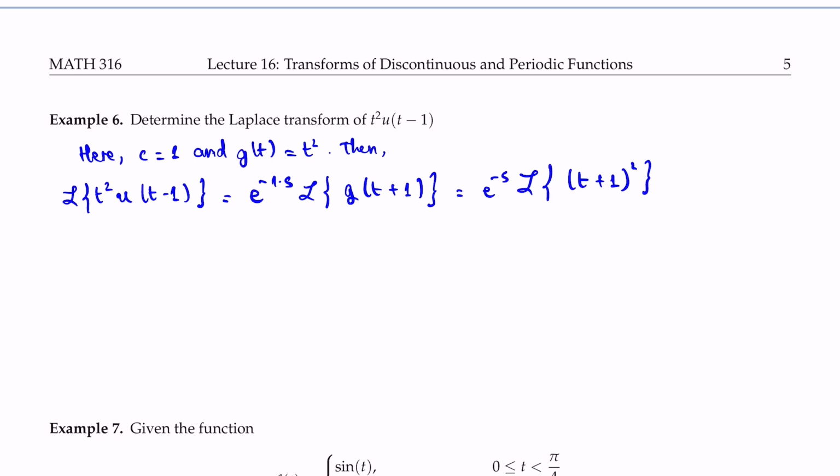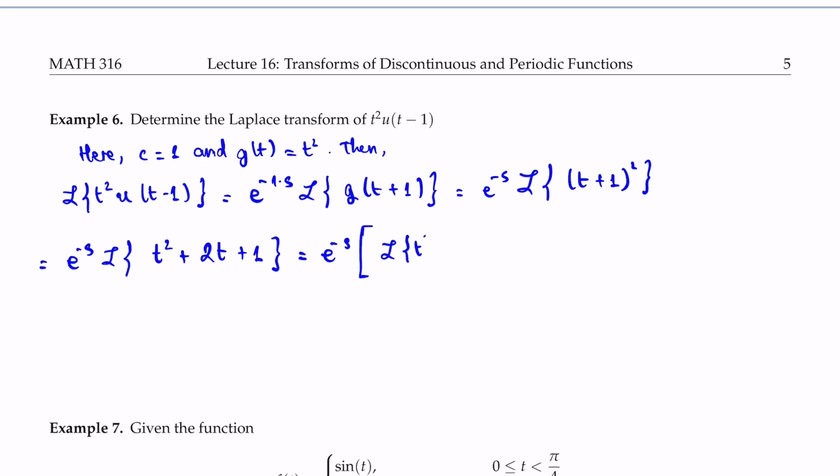Good. Then before we apply the Laplace transform, we need to expand t plus 1 squared. So this gives me e to the negative s times the Laplace transform of t squared plus 2t plus 1. The Laplace transform of the sum is the sum of Laplace transforms. So you have e to the negative s times the Laplace transform of t squared plus 2 times the Laplace transform of t plus the Laplace transform of 1. The Laplace transform of 1, you got it, is 1 over s. The Laplace transform of t, you have seen that before already in the last two examples. It's going to be 1 over s squared.